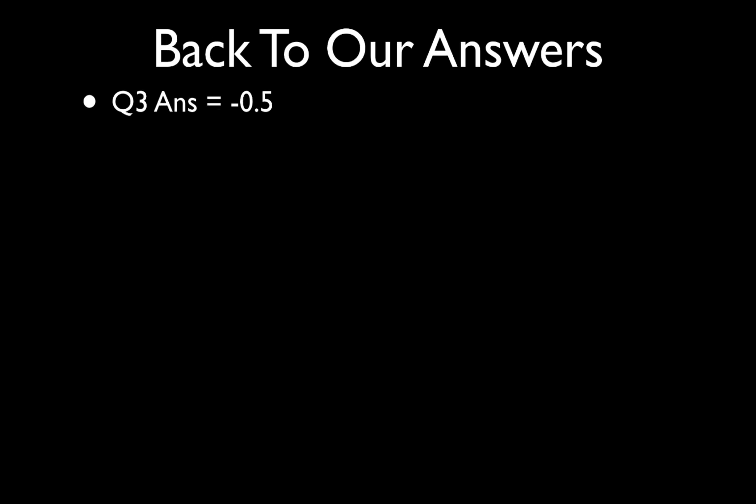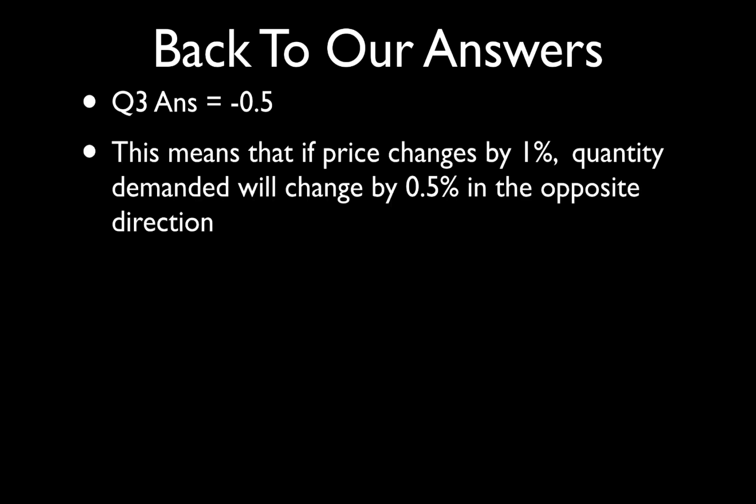Okay, so the third answer was -0.5. What does the minus sign mean? It means it's a normal good and as such obeys the law of demand. If price goes up, quantity demanded falls. If price falls, quantity demanded rises. That's all it tells us. Now we ignore it. This means that if price rises by 1%, quantity demanded will fall by 0.5%. If price falls by 1%, quantity demanded will rise by 0.5%.